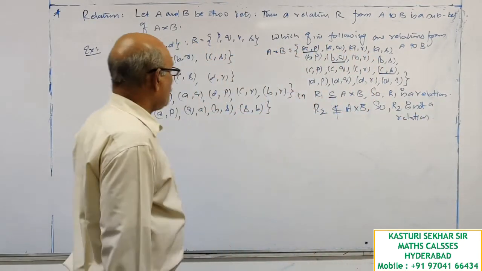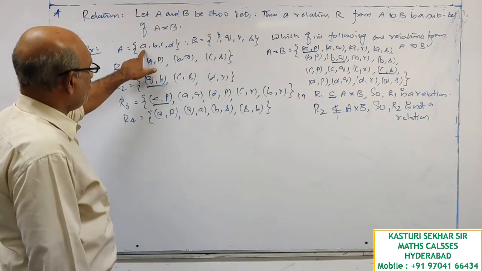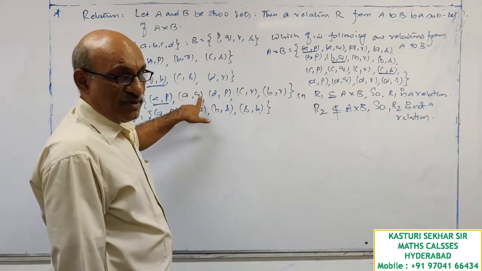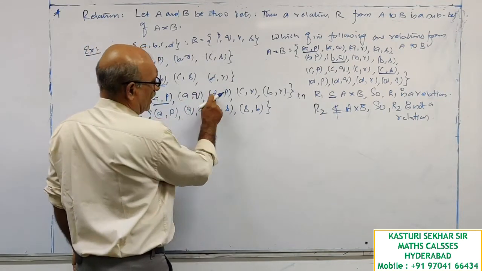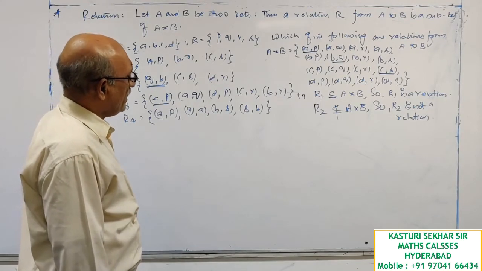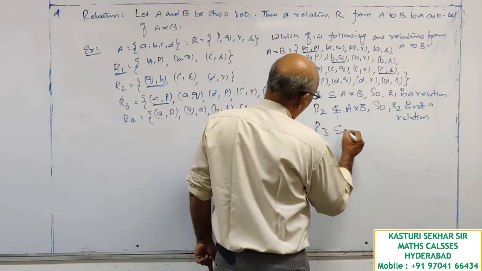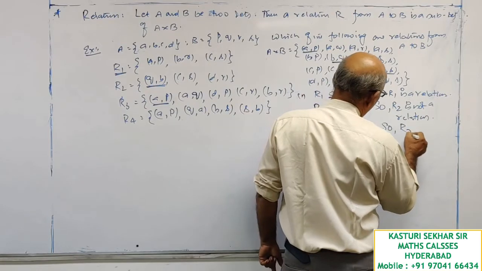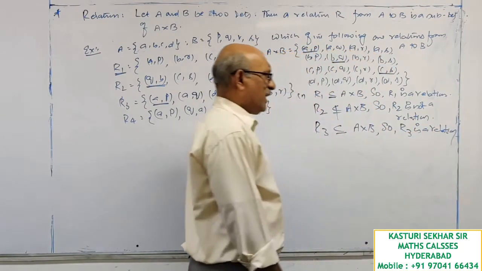Is not a relation. Let us say R3: (A, P), first element is from set A, second element is from set B. (A, Q), first element is from set A, second one is from set B. (D, B), first element is from set A, second element is from set B. (C, R), (B, R). So R3 is a subset of A cross B. So R3 is a relation.